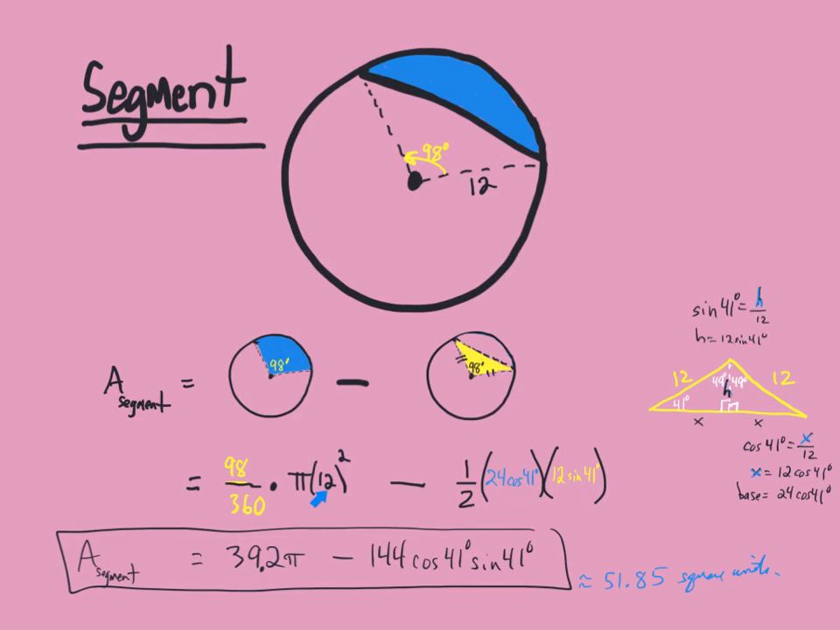And when we simplify 12 squared divided by 360 and then 98, we get 39.2 pi minus half of 24 is 12. 12 times 12 is 144, cosine of 41, sine of 41. So this is the exact answer, which is simplified. We can't get any simpler than that. And if we approximate with our calculator, it's approximately 52 square units.